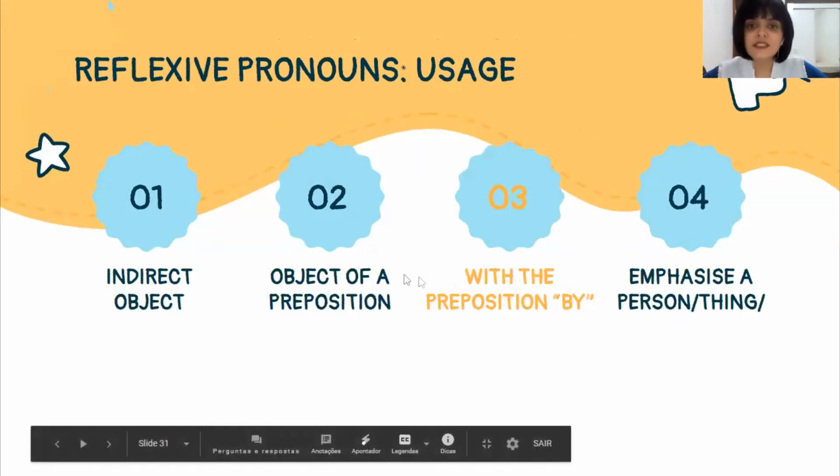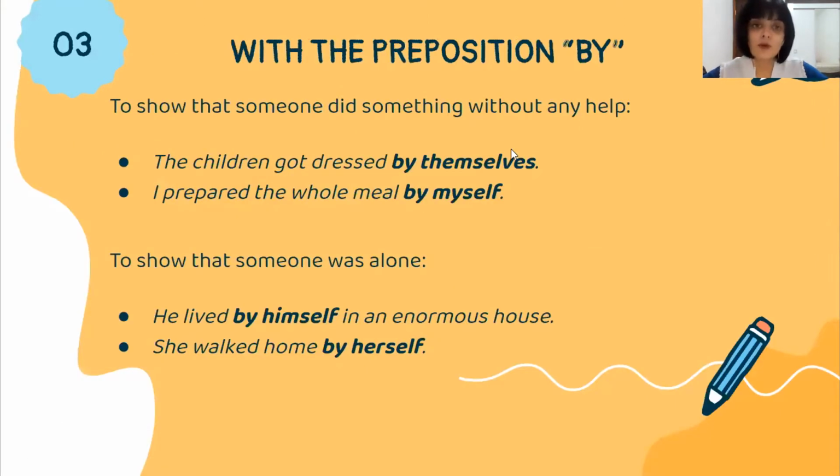Now, the third usage, with the preposition by. So we use the reflexive pronoun with the preposition by to show that someone did something without any help. Então, para mostrar que a pessoa fez alguma coisa sozinha, tipo, ela não precisou de ajuda. Então, aqui alguns exemplos. The children got dressed by themselves. As crianças se vestiram sozinhas. And the second, I prepared the whole meal myself. Eu preparei toda a refeição sozinho.